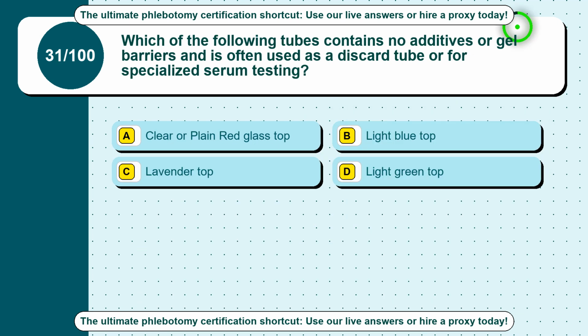Question 31. Which of the following tubes contains no additives or gel barriers and is often used as a discard tube or for specialized serum testing? Option A, clear or plain red glass top. Option B, light blue top. Option C, lavender top. Option D, light green top.